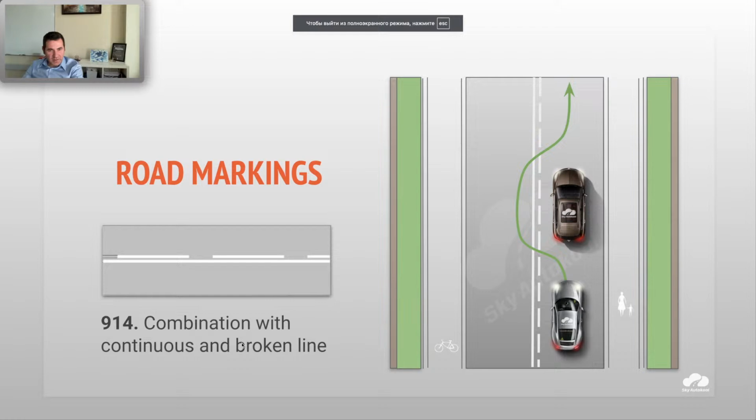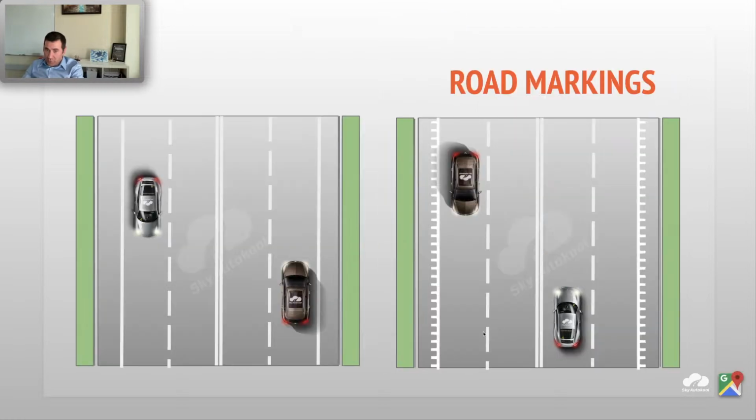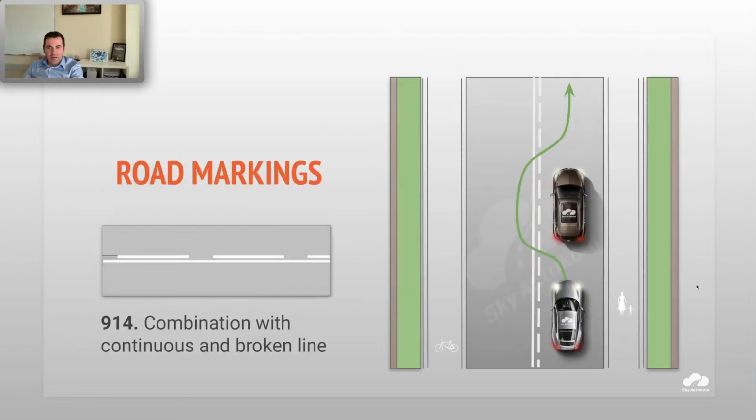Okay, so let's take the next one. I also have to mention this broken line. This one you can cross. You can change the lane, you can overtake, and even if it's separating the traffic and oncoming lane, in that case also you can overtake, so you can cross this one.